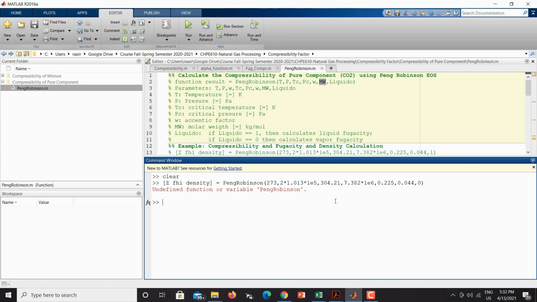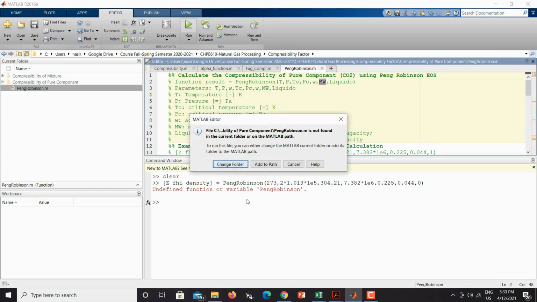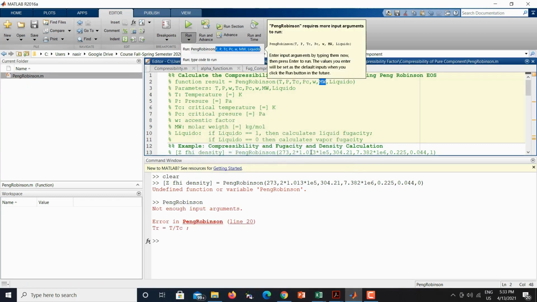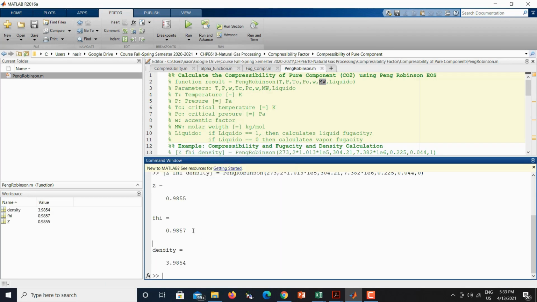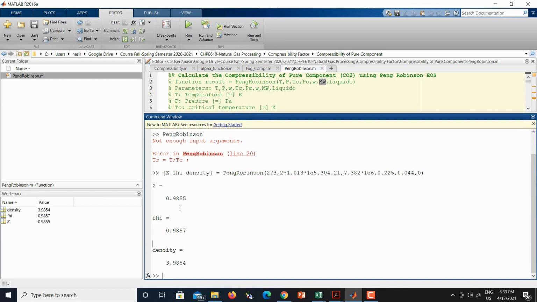Now they are asking where the file is located. So first, let me change the location of the file. Now, if you run this command, you can see we get the result. If you scroll up a little bit, you can see the first part in there. It will give us the result: the compressibility, which is 0.9855.